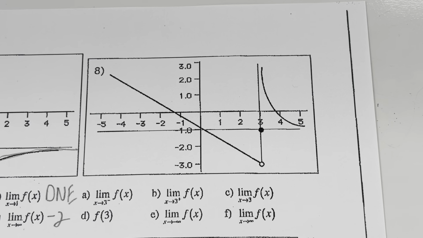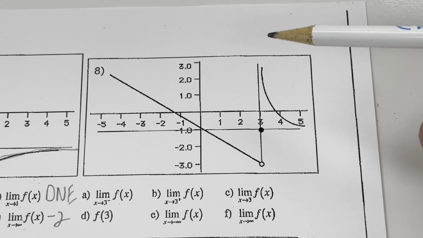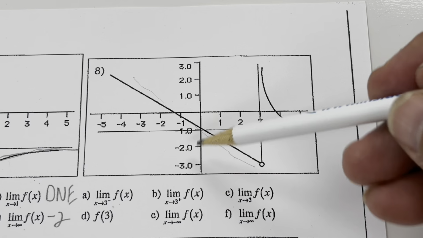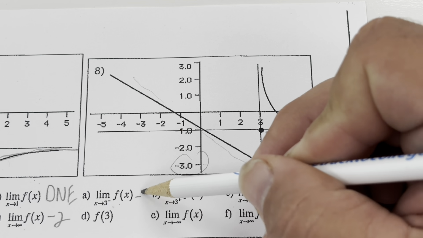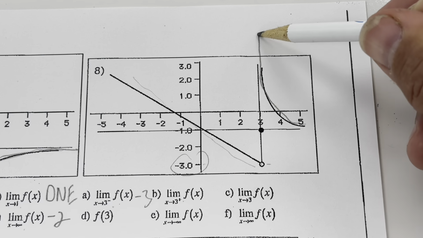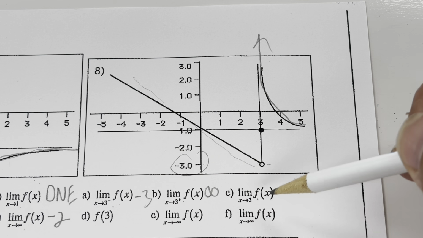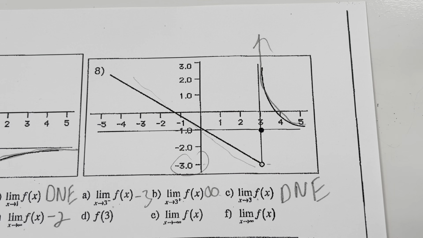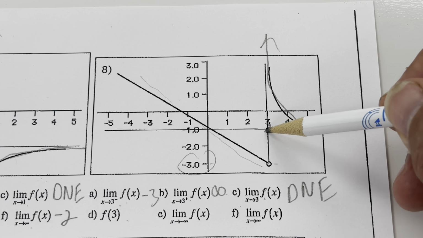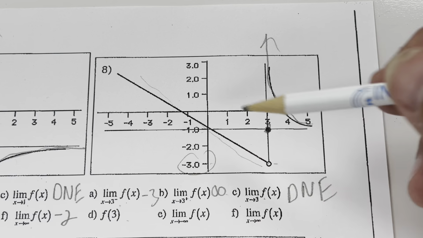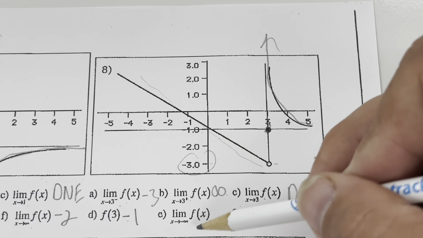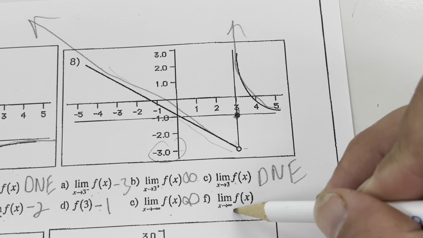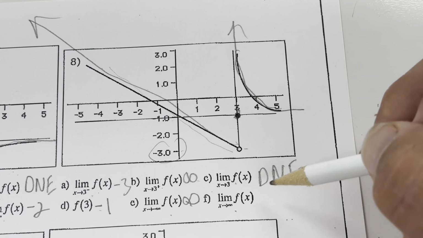Number 8. Limit as x approaches 3 from the left: as I approach 3 from the left, it goes to negative 3. The y value is negative 3. From the right, it goes to positive infinity. 3 from both sides is DNE because negative 3 does not equal positive infinity. Limit does not exist. F of 3 is going to be that closed circle there, which in this case is negative 1. As I go to the left, negative infinity, it goes up. That's positive infinity. As I go to the right, it goes towards this horizontal asymptote, which is negative 1.